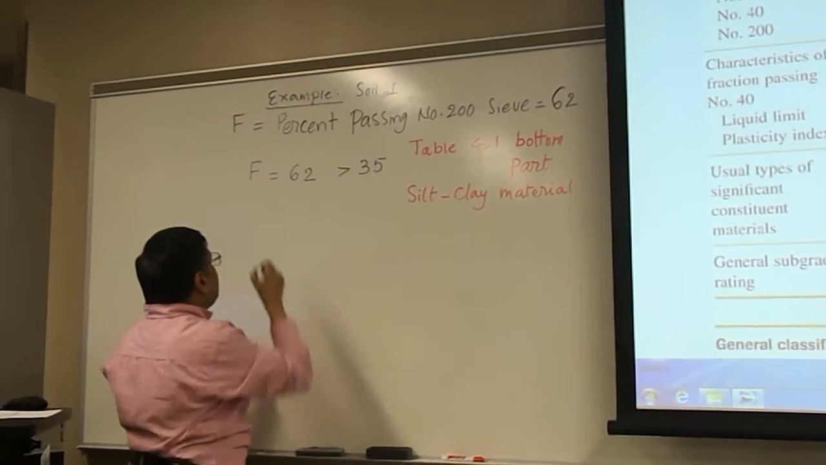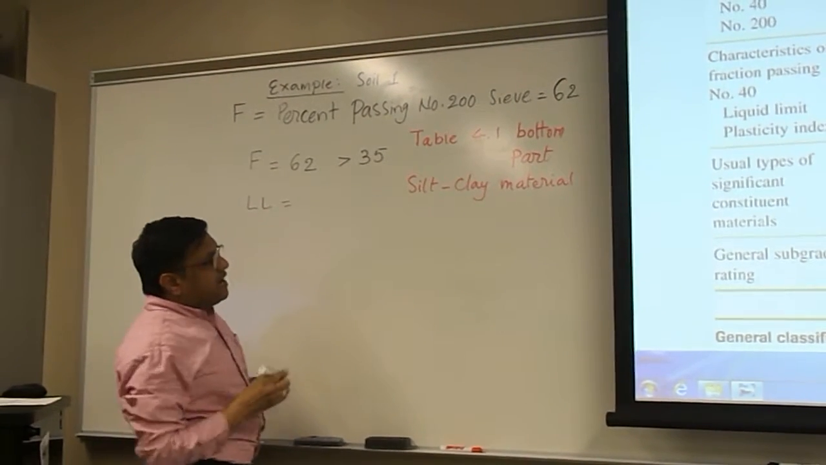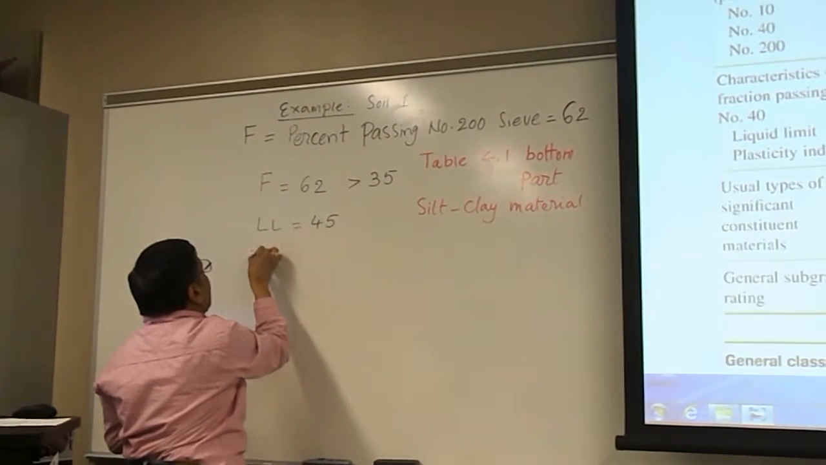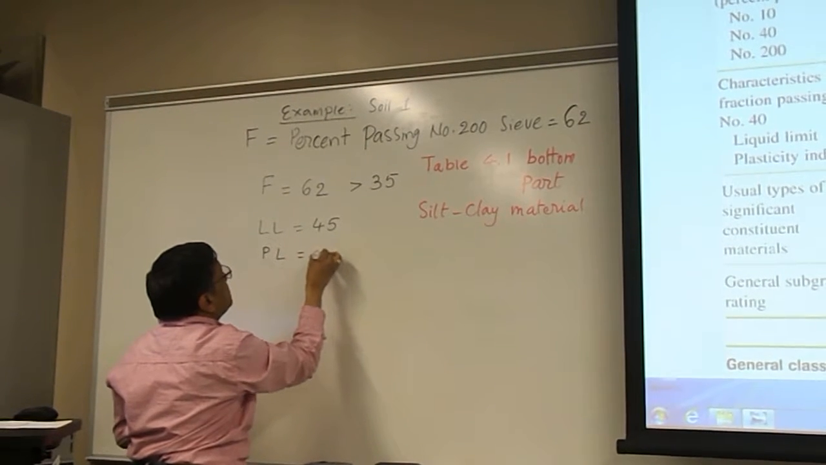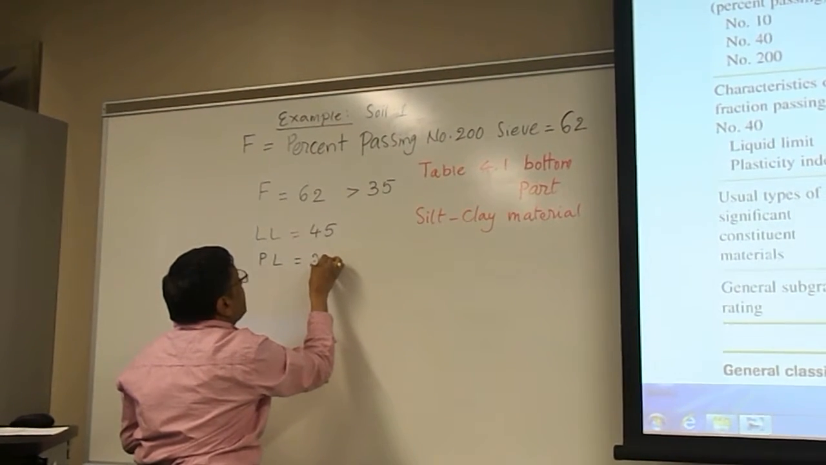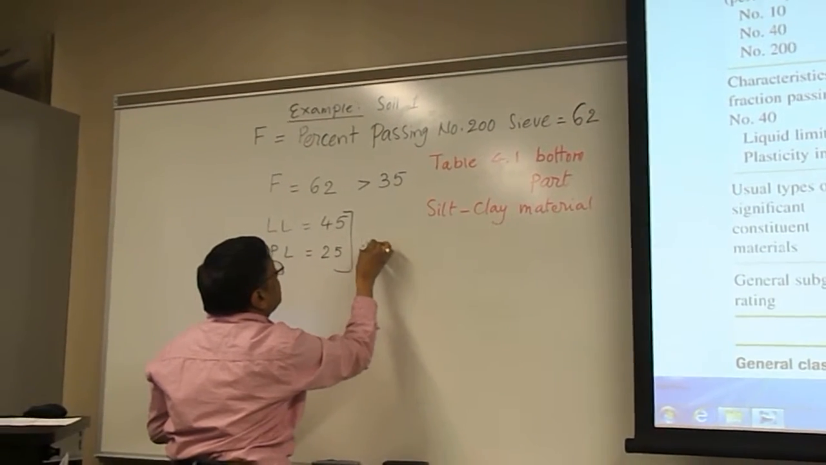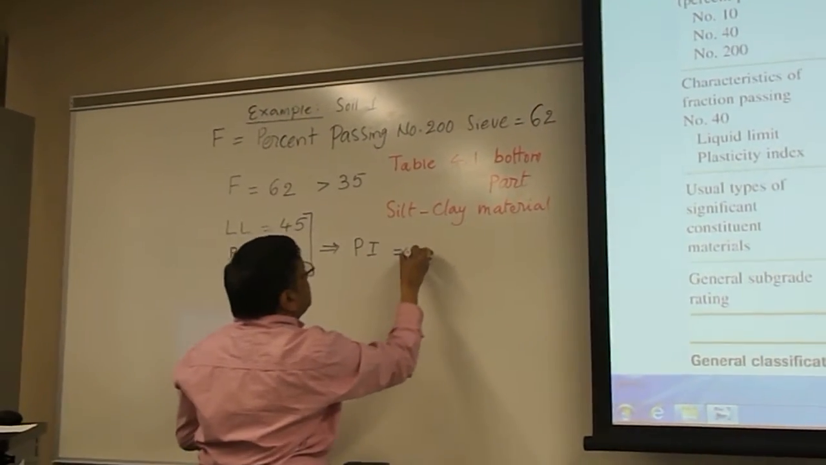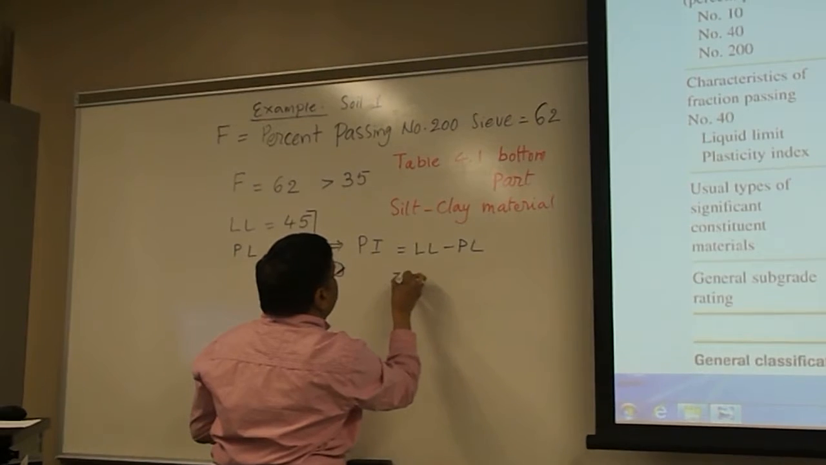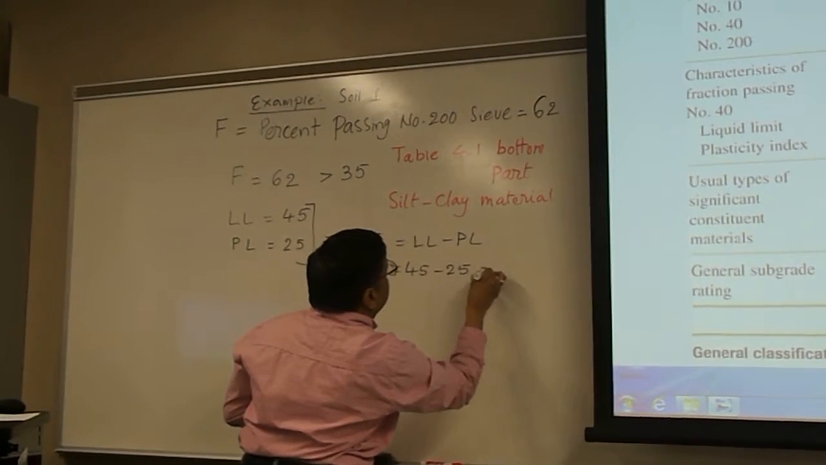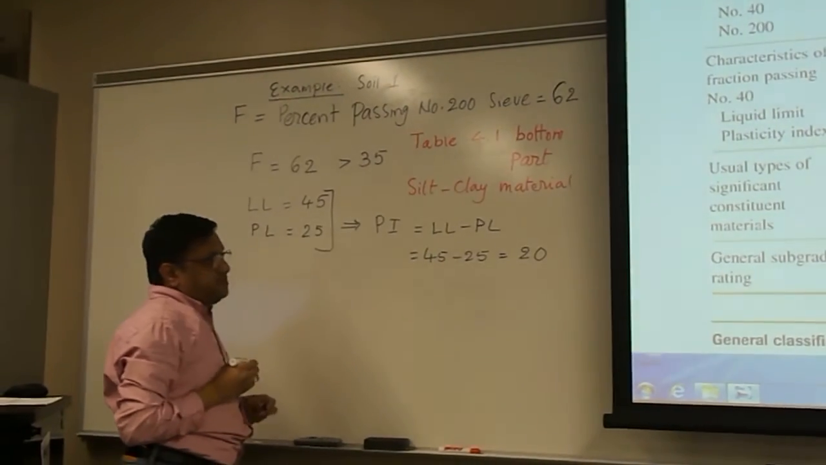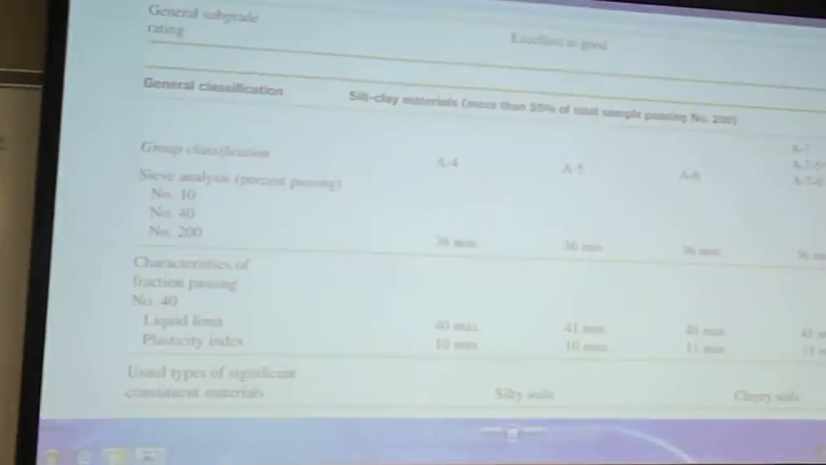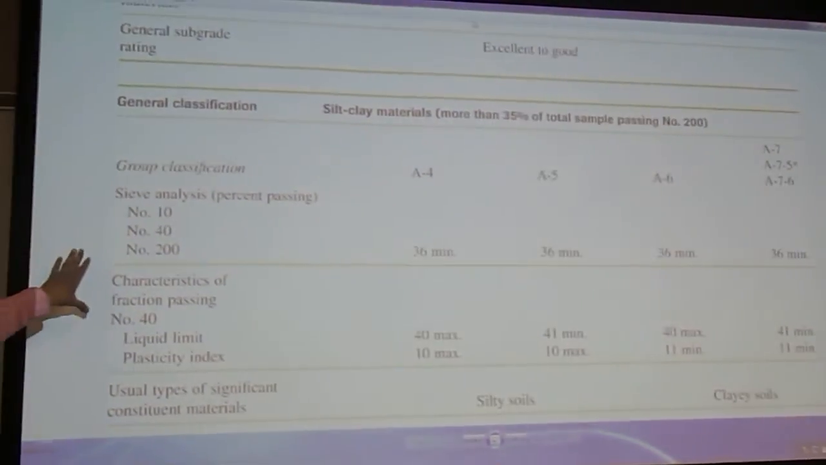We definitely need the liquid limit. Let us say liquid limit is 45 and we need the plastic limit, 25. So here we calculate the plasticity index, which is LL minus PL, which is 45 minus 25, this is 20. So we need to use the bottom part of table 4.1, which is this.